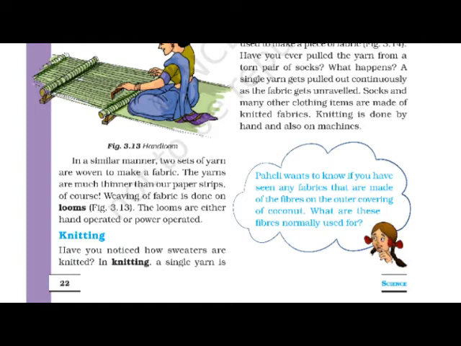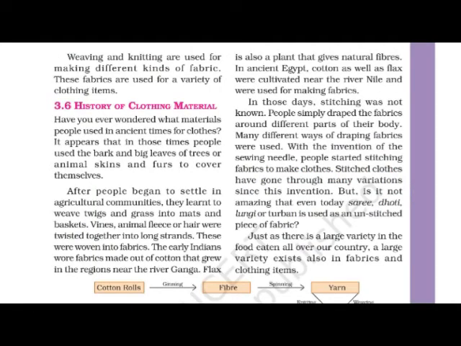Weaving and knitting are used for making different kinds of fabric. These fabrics are used for a variety of clothing items. The processes that we have discussed, weaving and knitting, are very important for making different kinds of fabric, and this fabric is further used for a variety of clothing materials.